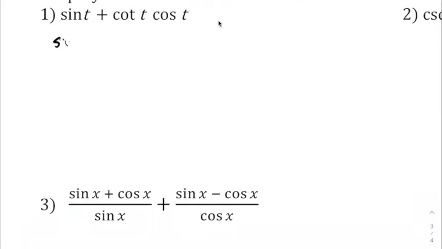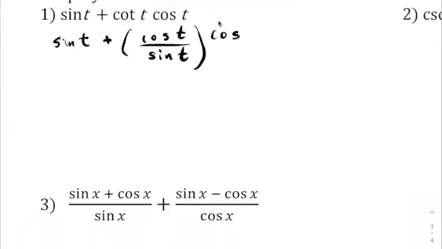So sine t plus cotangent t, I know, is the reciprocal of tangent. And tangent can be expressed in terms of sine and cosine. So cotangent t can be written as cosine of t over sine t. Now, the reason I'm doing this is because if I'm trying to simplify, I want to rewrite these functions in terms of the fewest number of trig functions as possible. That way I can do a lot of simplifying and dividing.